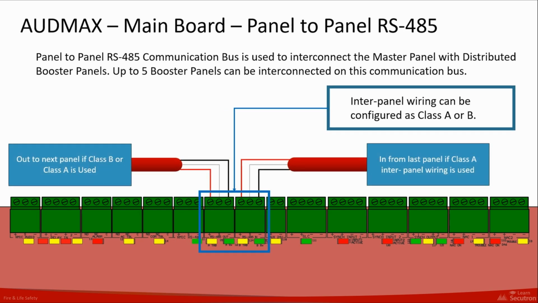The main panel uses an RS-485 communication bus to interconnect with up to 5 booster panels. This communication can be configured as Class A or Class B. The RS-485 bus ensures reliable data transmission between the master panel and booster panels, enabling coordinated operation across the system. This is the only wiring needed between panels for distributed audio functionality. Proper wiring methods and panel addressing are required for maintaining communication and overall system performance.